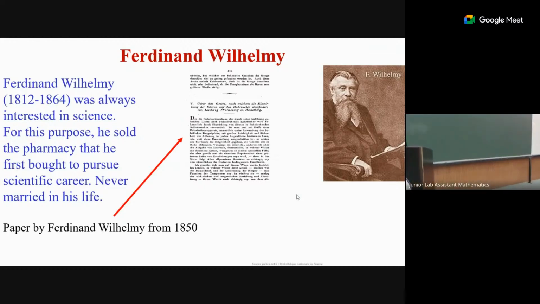So Ferdinand Wilhelmy was a very interesting person. He came from a very rich family, and he studied medicine. Then his father gave him money, and he bought a pharmacy. He was a very successful businessman, but he was bored. He sold the pharmacy, and he decided to do science. He never married. He was married to science. He died never married. He always liked science. And this is his paper in German. You know, before World War II, most of the scientific papers were written in German. So that's the paper.